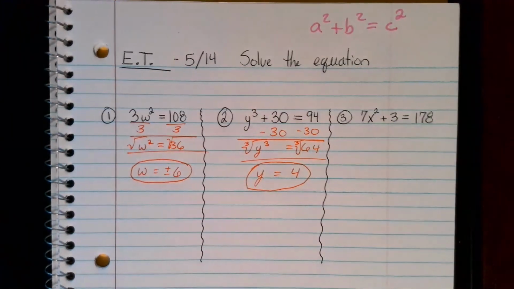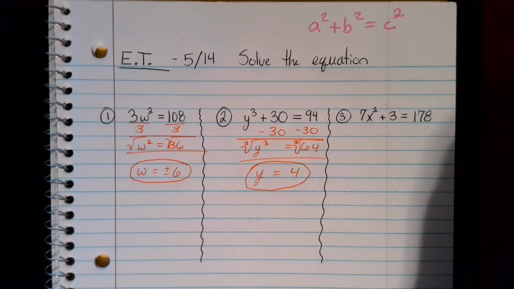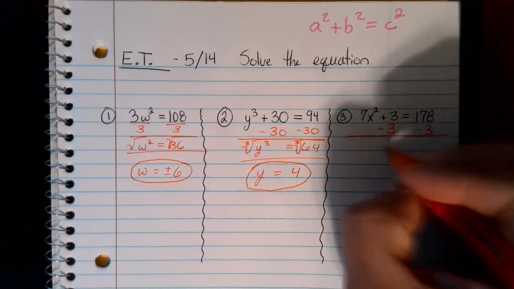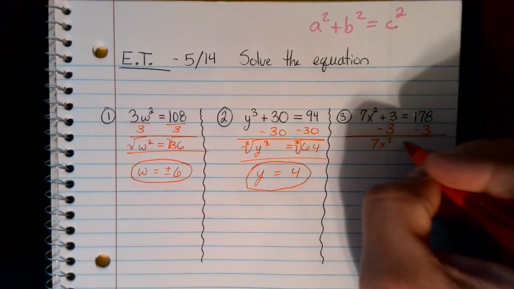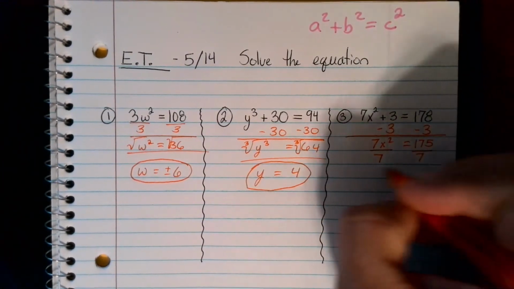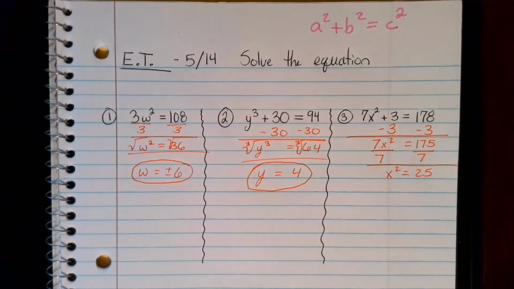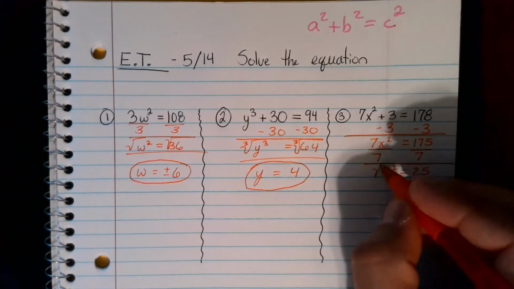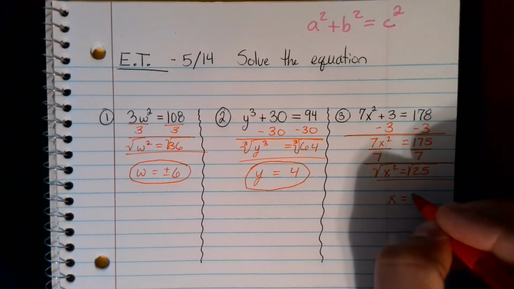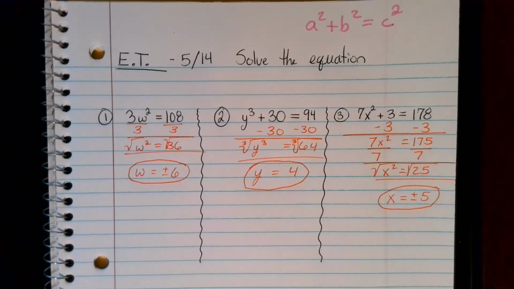Okay, and then number 3, I have 2 steps that I have to do to get x squared alone. So this is going to end up being 3 algebra steps total. First algebra step, getting rid of the plus 3 by minusing 3 from both sides. Left with 7x squared equals 175. Divide both sides by 7 to get rid of the times 7. I'm left with x squared equals 25. And then finally, I'm going to get rid of the square by taking the square root of both sides. And we get x is equal to, again, it was a square root, so plus or minus 5. Alright? So hopefully you're getting pretty good at these.